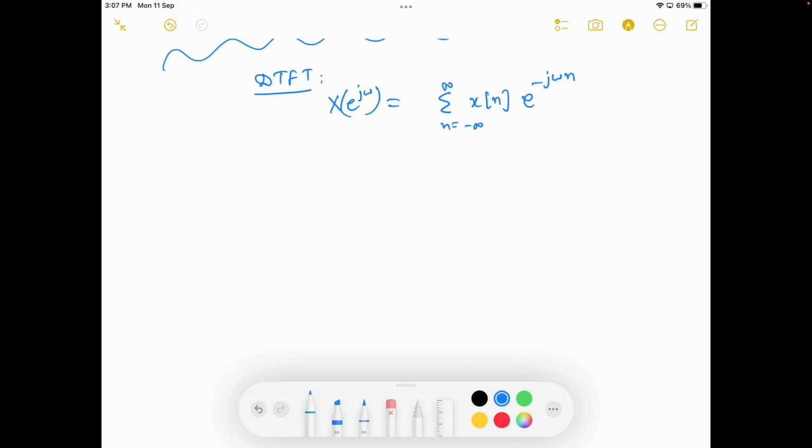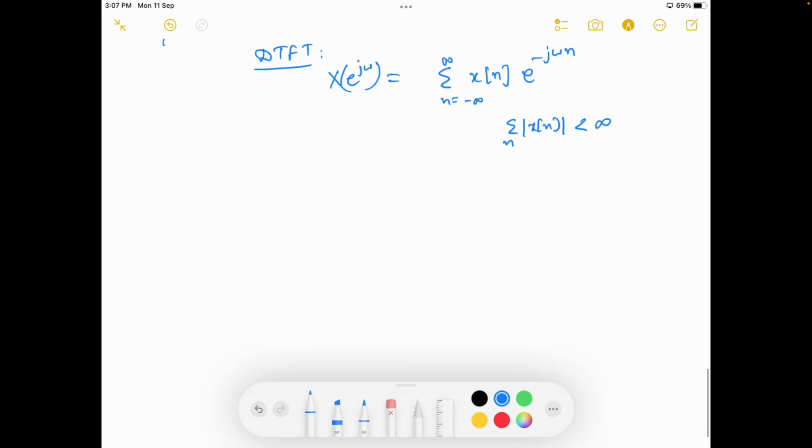Now, this DTFT will exist. When will it exist? When this series will converge. When will this series converge? This is an infinite series. It will converge when the absolute value of x[n] is less than infinity, when the absolute value of x[n] is bounded. Right? But many a time our signal may not be bounded. So in that case, DTFT is not defined because it will not converge.